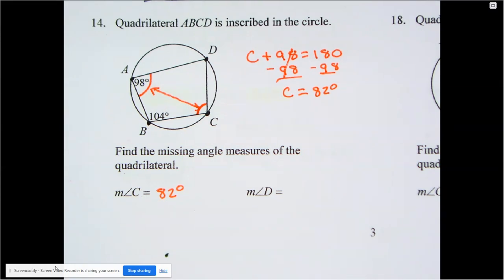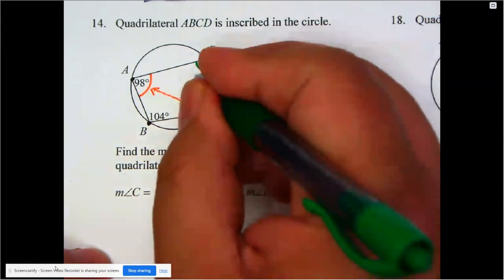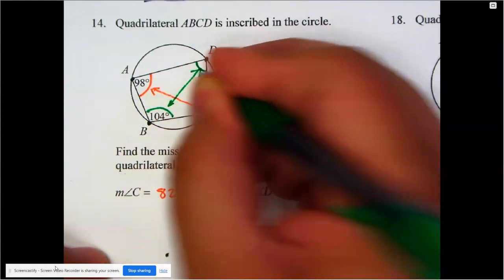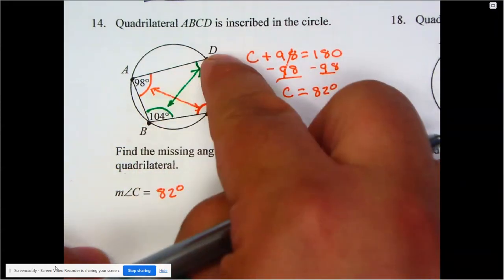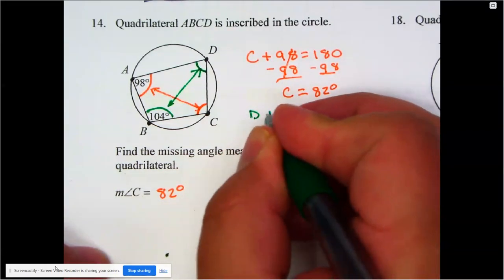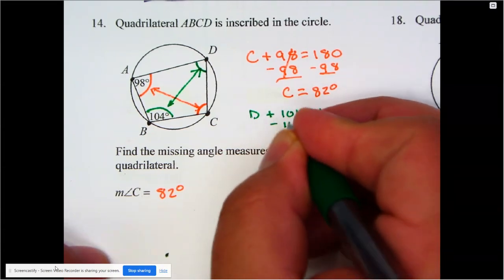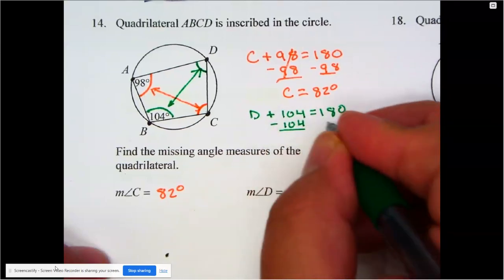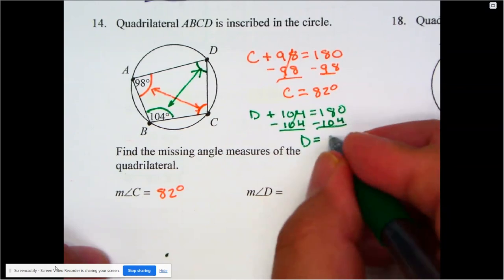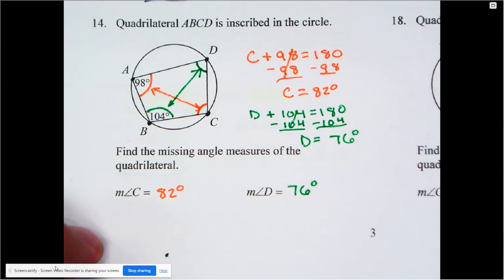And then they said, find me angle D. Well, angle D is over here, this green one, and the one that's opposite of angle D is this one that measures 104. Well, the rule is, if they're opposites and they're touching the circle 4 times, then D plus the 104 should make 180. So once again, I'm just going to do a little subtraction. And with that said, D is equal to 76 degrees. And there's my answer.